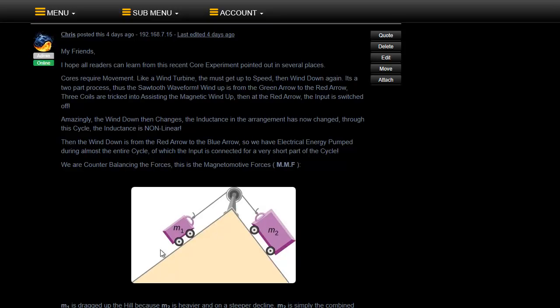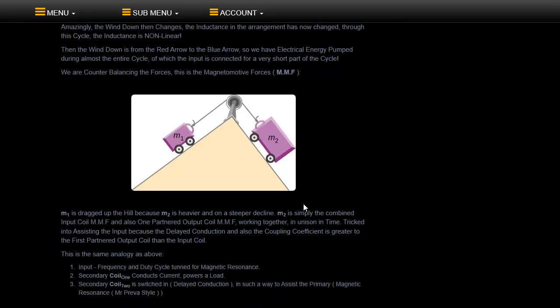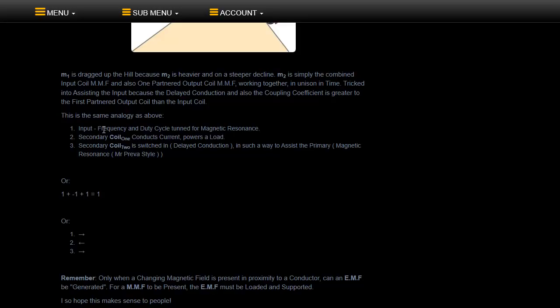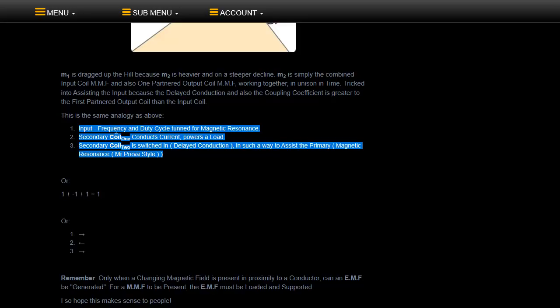And you've got to remember that sawtooth wave, which we're looking at here, the sawtooth wave has the same effect. Okay, you've got to remember it's asymmetrical, so where there's a heavier load, there's going to be less distance that needs to be traveled, which is sort of what I've tried to say down here. So input frequency and duty cycle tuned for magnetic resonance. And that's important. Magnetic resonance is important.